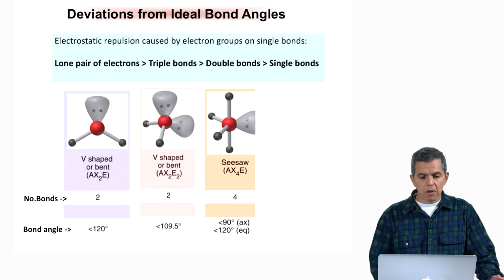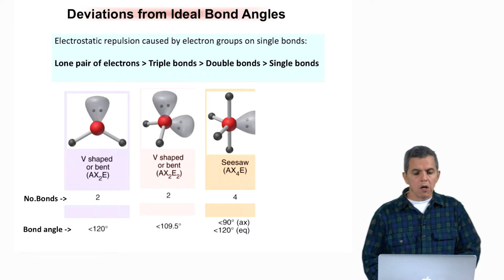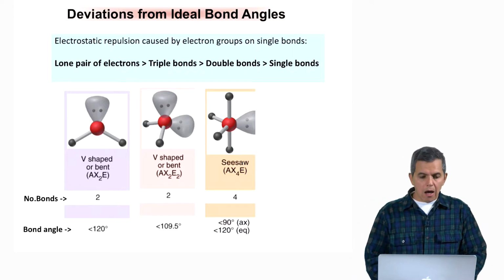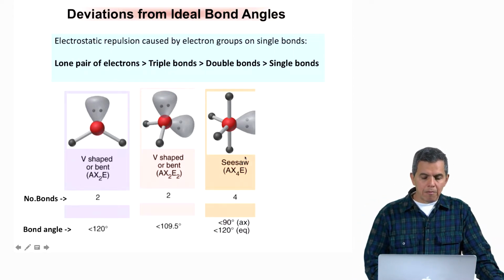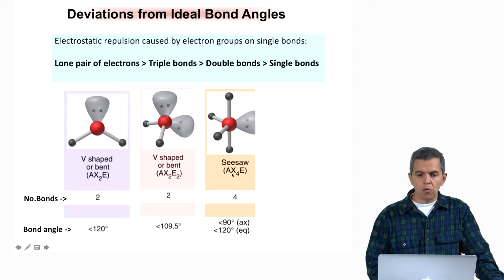Another example is seen here, in which we have a trigonal bipyramidal electron group configuration. The molecular shape that we have here is an AX4E, meaning that we have 4 bonded atoms and one single pair of electrons, and that this single pair of electrons is causing repulsion to the multiple single bonds that we have here. So we have 4 bonds.